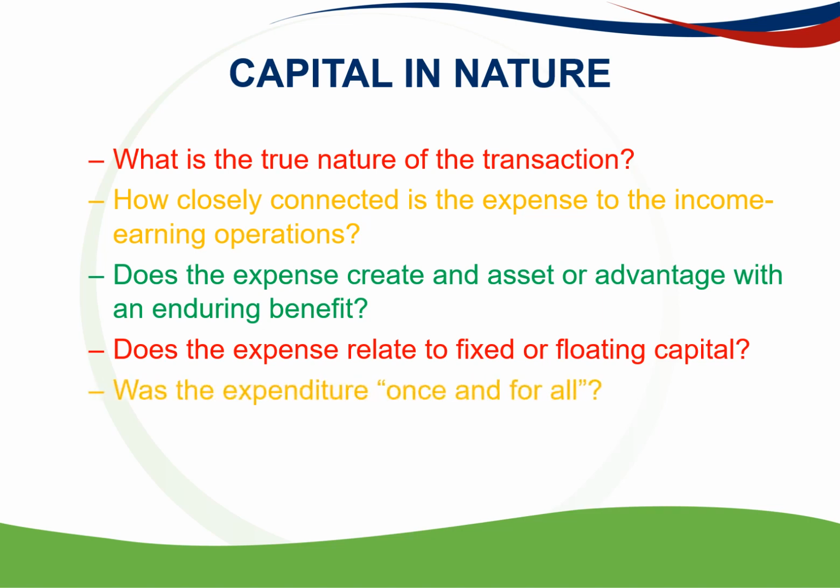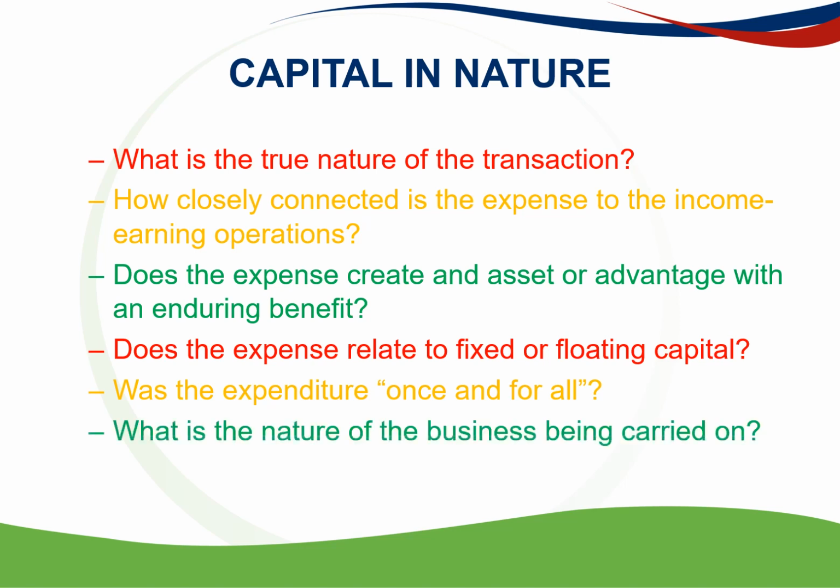Then we have the once and for all expenditure. The opinion was expressed that capital expenditure is a thing that's going to be spent once and for all, while income expenditure is a thing that's going to recur every year. What is the nature of the business carried on? The nature of the business a taxpayer is engaged in may determine whether an expenditure or loss is deductible.